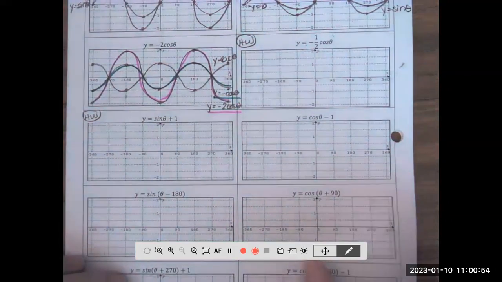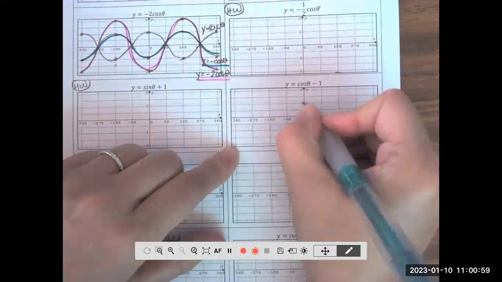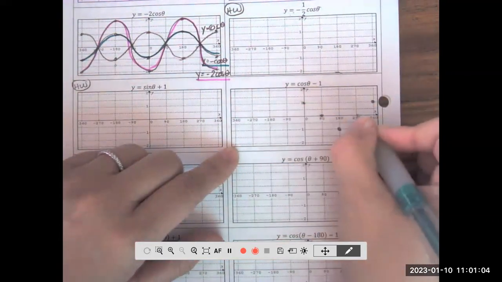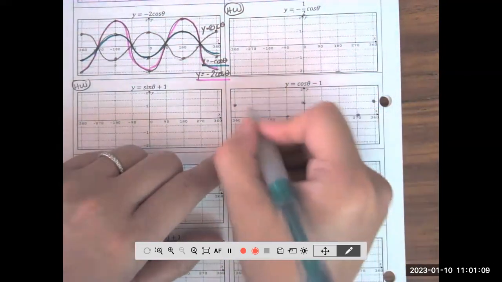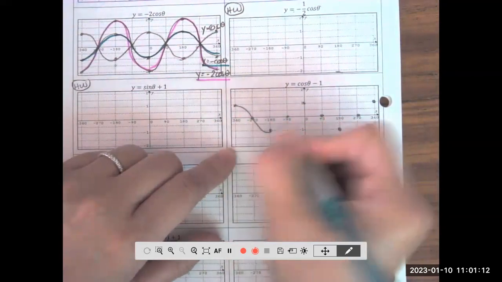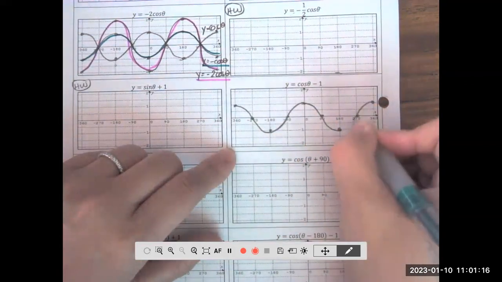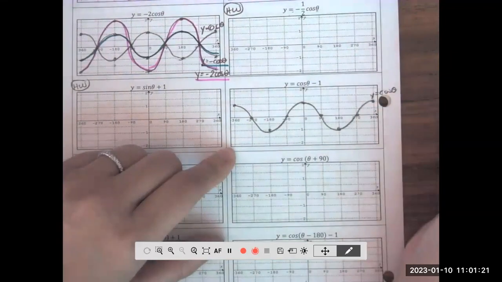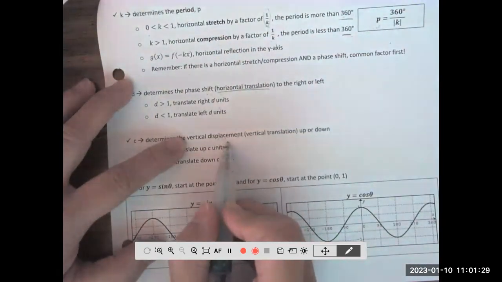What time is it? Okay, so cos, we start at the top, then we go to the bottom, middle, middle. Kyrillo, what type of transformation do we have here? Say that again? A vertical translation. And remember, vertical translation, when we're talking about sine functions, we call that vertical displacement.